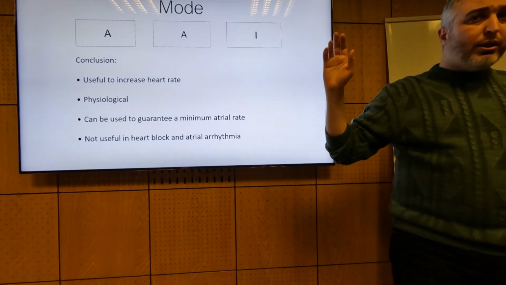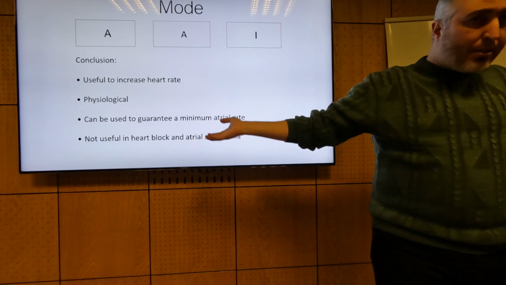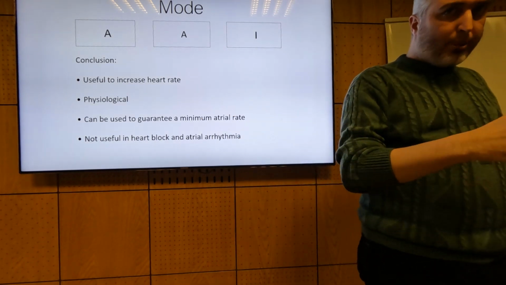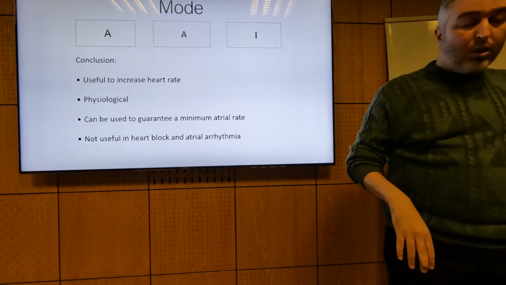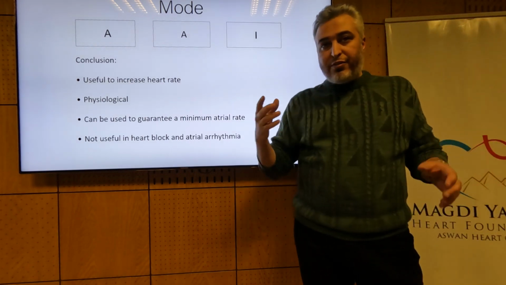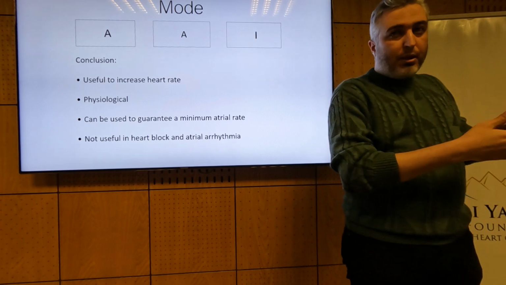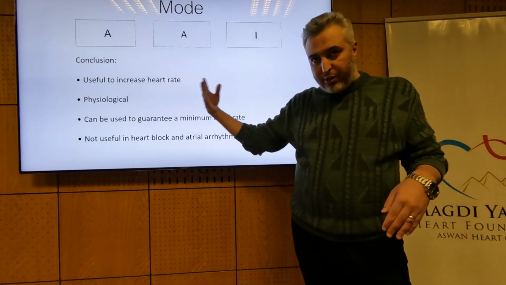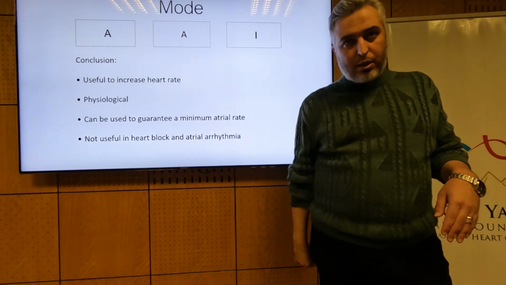It can be used in SVT to overdrive pace. This is different. When I say atrial arrhythmia, I'm essentially talking about atrial fibrillation. On the other hand, in patients with SVT, supraventricular tachycardia, you can overdrive pace with atrial pacing and then go back.